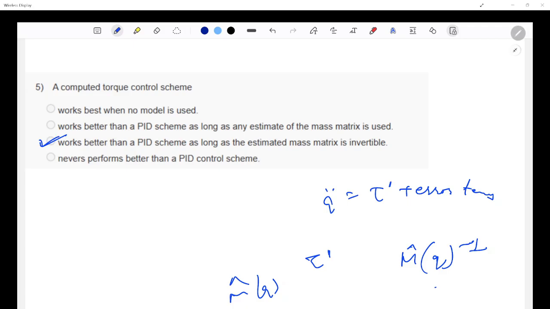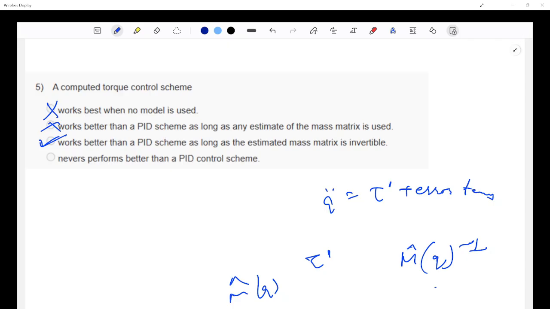The first option is it works best when no model is used. It is completely incorrect because that is just pure PD or PID control, no cancellation of nonlinearities, etc. So it is opposite of computed torque control philosophy. So this is wrong. Works better than PID as long as any estimate of the mass matrix is used. No, not any estimate works. It must be physically meaningful. It must be invertible. If the matrix is singular, control law breaks. So this is wrong. The fourth option is it never performs better than PID.